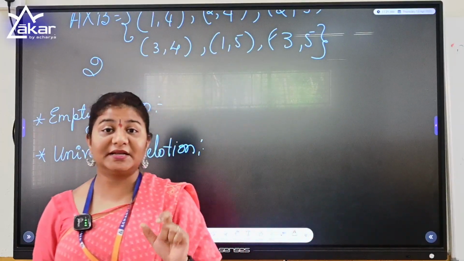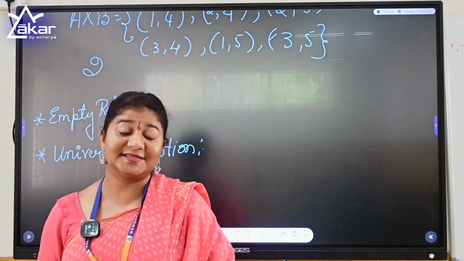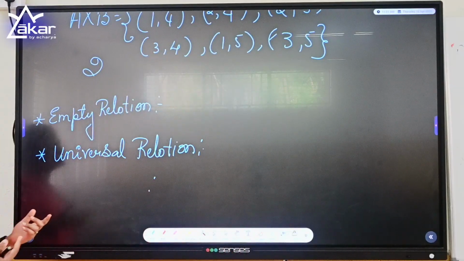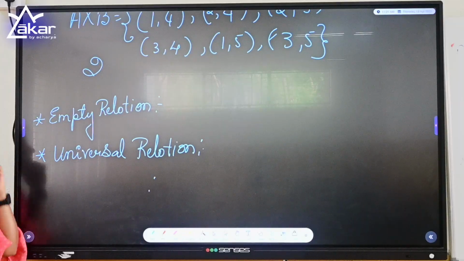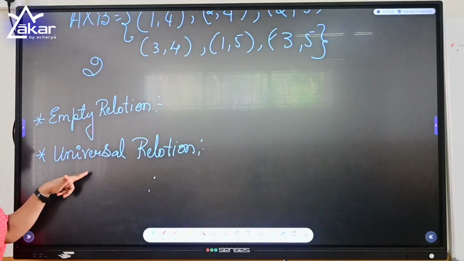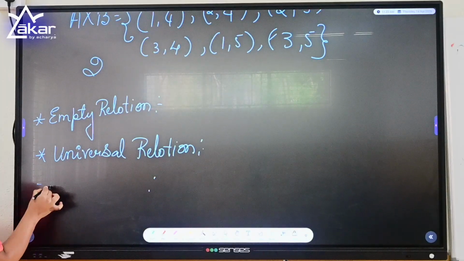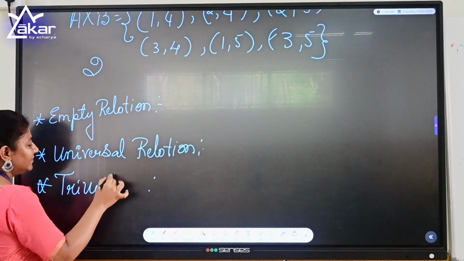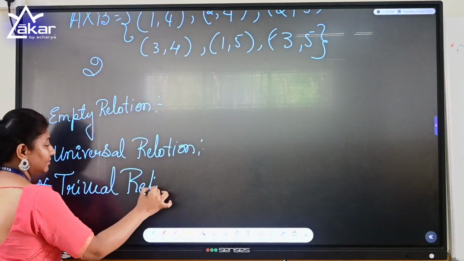Sometimes there is a peculiar relation, which we call a trivial relation. In this trivial relation, what happens? Those relations which satisfy both the empty relation and the universal relation are called trivial relations. What is it called? Trivial relation. Means what?